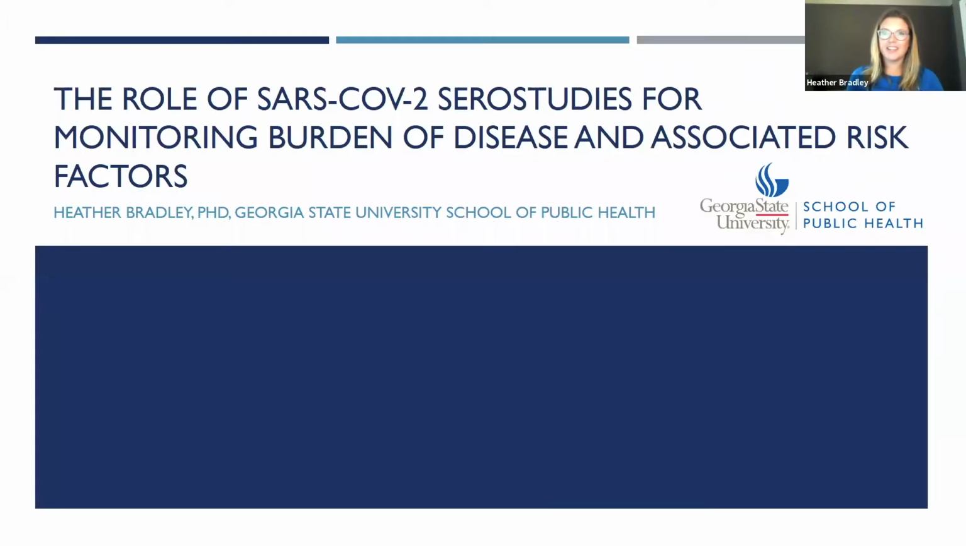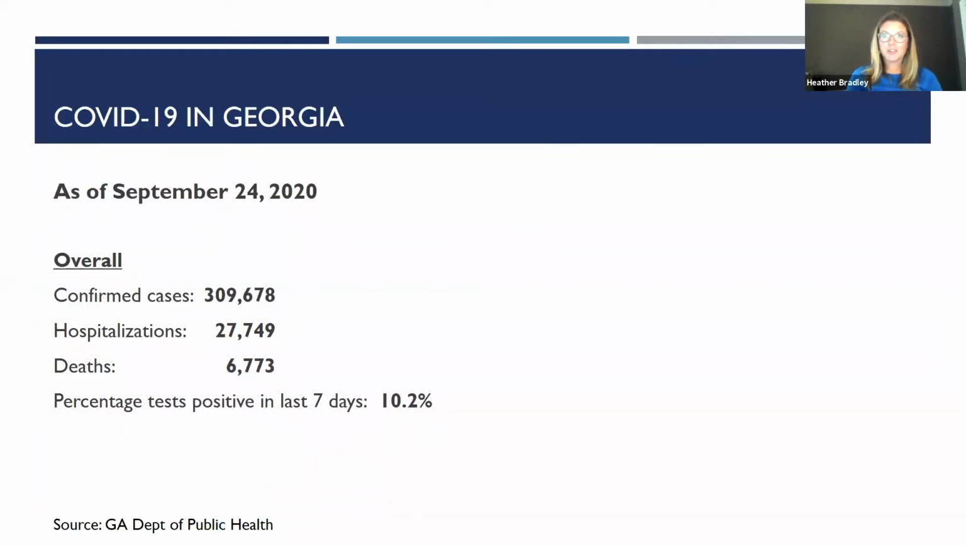Thanks so much. I'm excited to be here. So I'm going to be talking today about the role of SARS-CoV-2 Serostudies for monitoring burden of disease and associated risk factors. As Brian mentioned in my intro, I'm an infectious disease epidemiologist with a strong interest in surveillance. What that means is that I'm really interested in measuring how widespread infectious diseases are in populations, and particularly interested in disparities between populations in terms of burden of disease. A lot of my research is focused on racial and ethnic disparities in infectious diseases and how we can best use data to reduce those disparities.